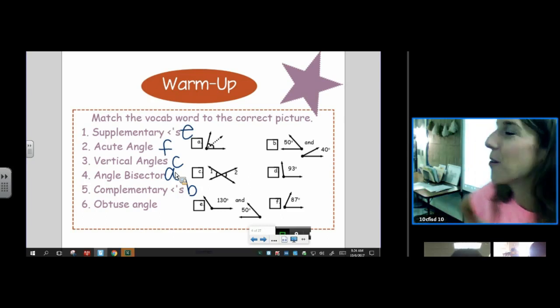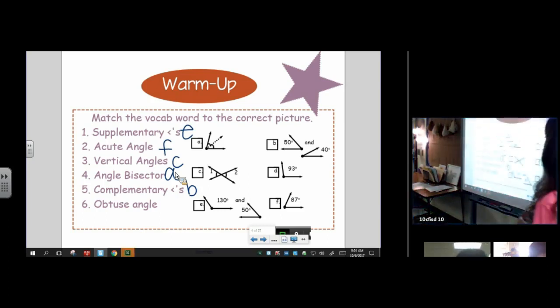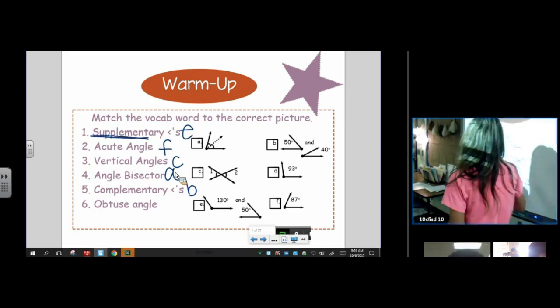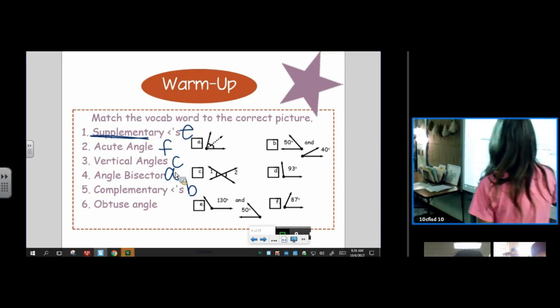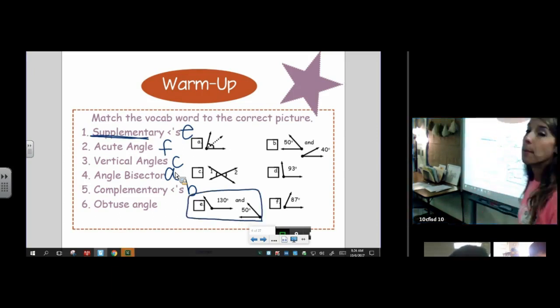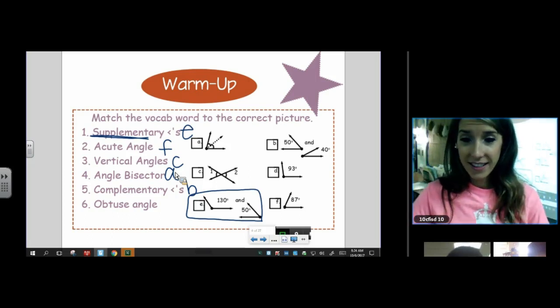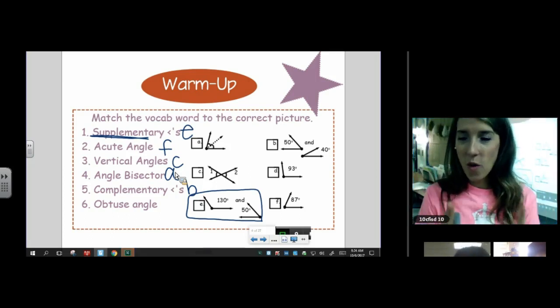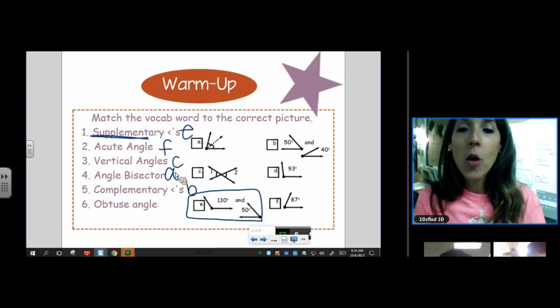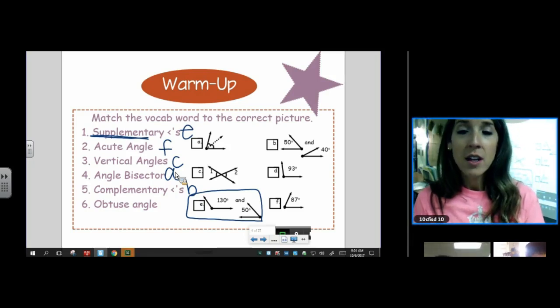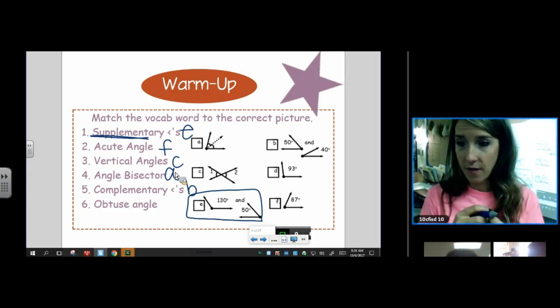So let's go over the ones on the warm-up today. Supplementary angles, a good picture was letter E. Supplementary angles are two angles that have a sum of 180. Awesome. An angle by itself cannot be supplementary. Supplementary has to be a pair of angles.